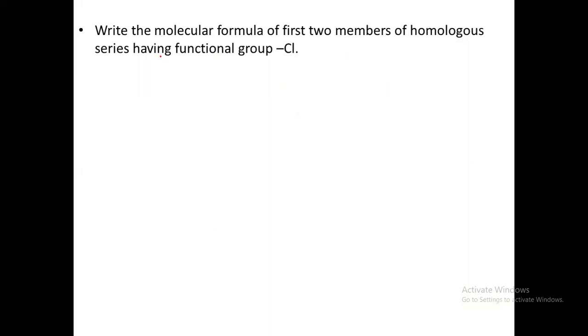Now, another type you can expect: you may be asked to write the first two members of a homologous series having a particular functional group, first three members, first four members, like that. So let's think of the first two members of alkane. Here you are asked to write the first two homologs of a compound with a functional group like Cl. So just think of the first two alkane formulas. One carbon, CnH2n+2, and two carbon. These are the first two alkanes in the homologous series of alkane, right?